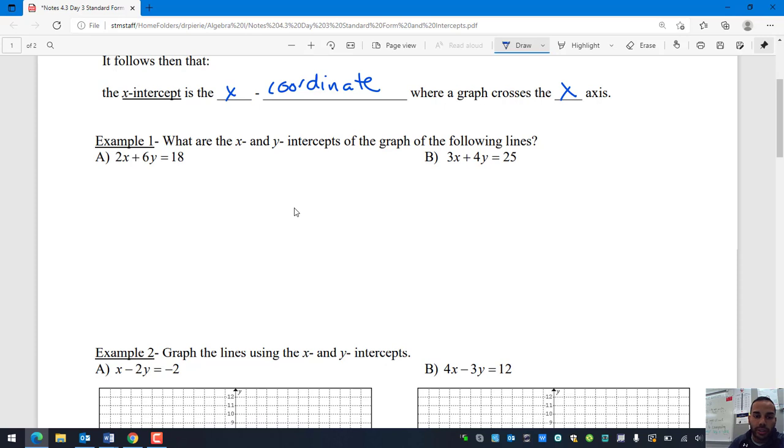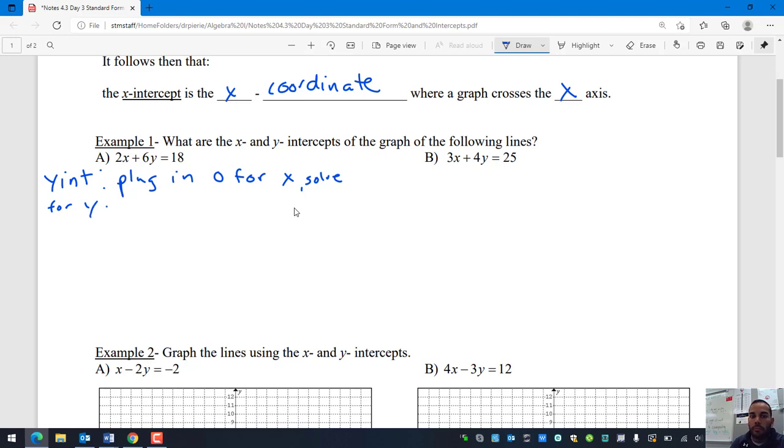So let's start with the y-intercept. If I give you an equation in the standard form where x and y are on the same side, the easiest way to solve for the y-intercept is by doing this. Plug in 0 for x, and then solve for y. If you follow this process, you'll solve for the y-intercept.